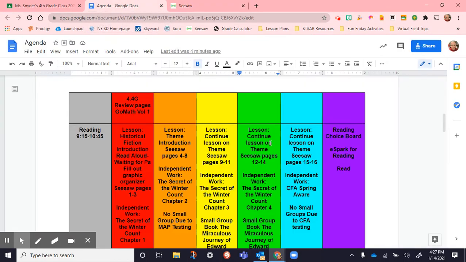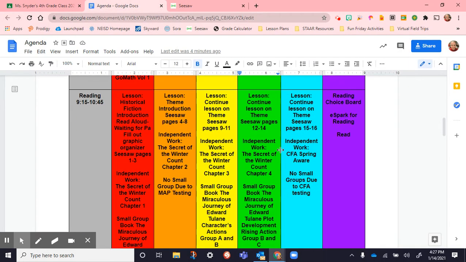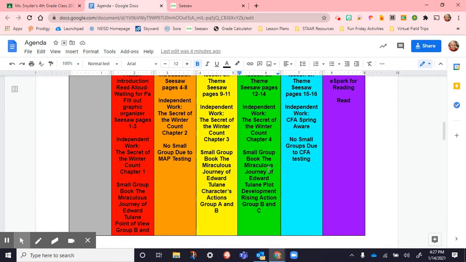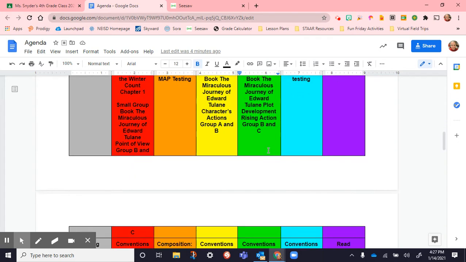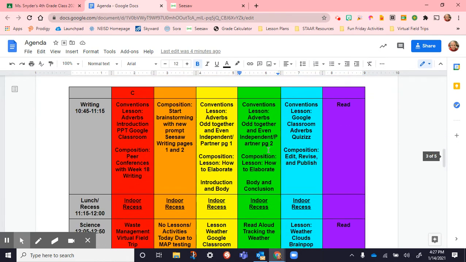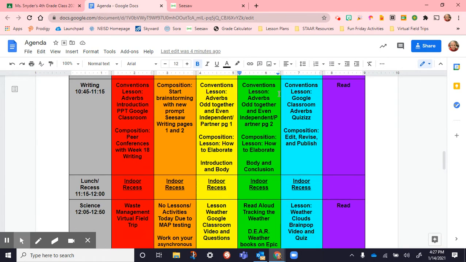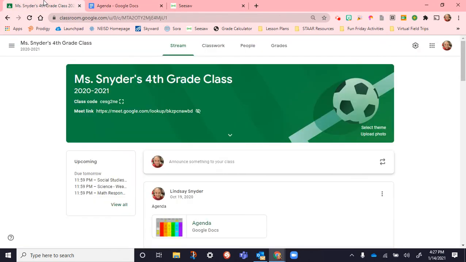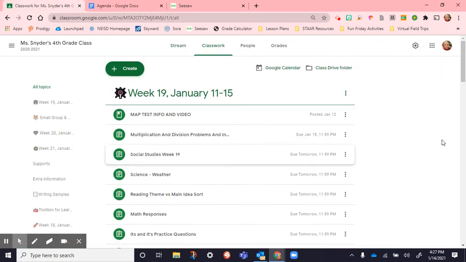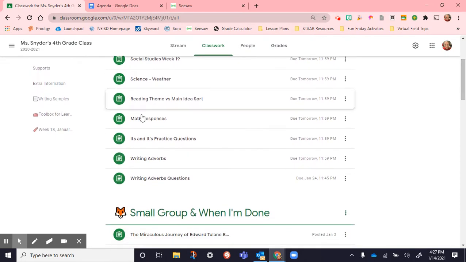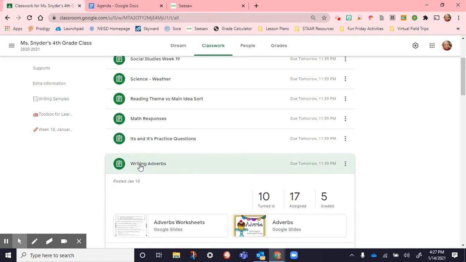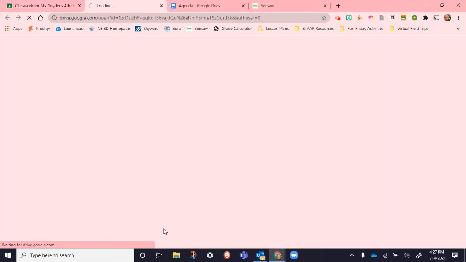And then for writing today, we also continued our read aloud book. For writing today, we did another lesson on adverbs. So that is in Google Classroom. And we went down to writing adverbs. And here we worked on this second page.